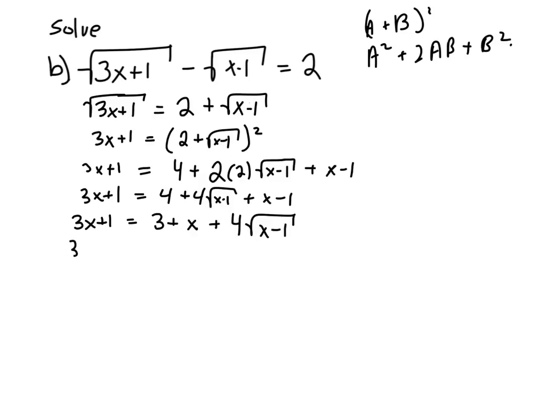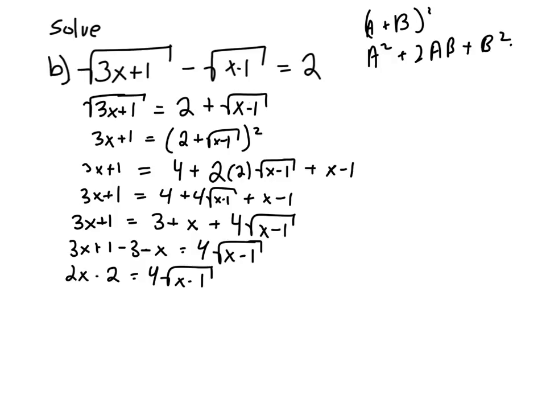I'm going to take that 3x plus 1 and subtract off a 3, subtract off an x, to get that 4 square root of x minus 1 all by itself. Combine like terms: 3x minus x is 2x, and 1 minus 3 is minus 2, equals 4 square root of x minus 1.